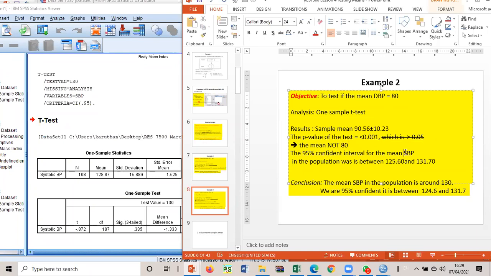Change what I wrote here. Yes. The 95% confidence interval of the mean of DBP in the population was between 90.56 plus... I need to calculate, Prof.